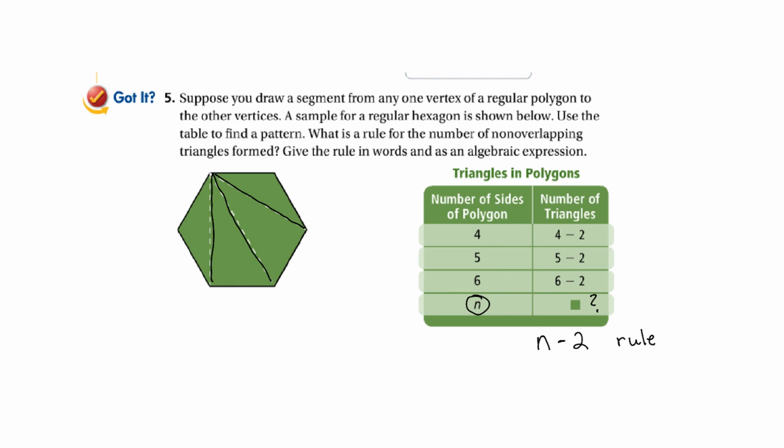And then they ask you to write the rule in words and as an algebraic expression, which is what we just did right here. This is the algebraic expression. I would like for you to write that in words.